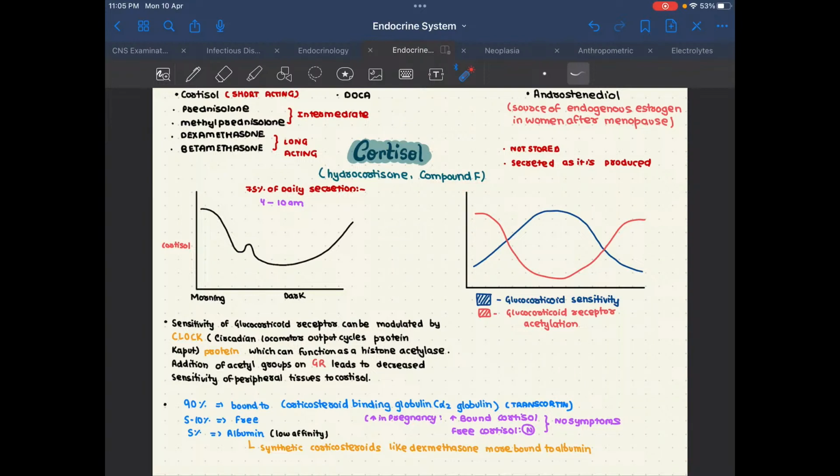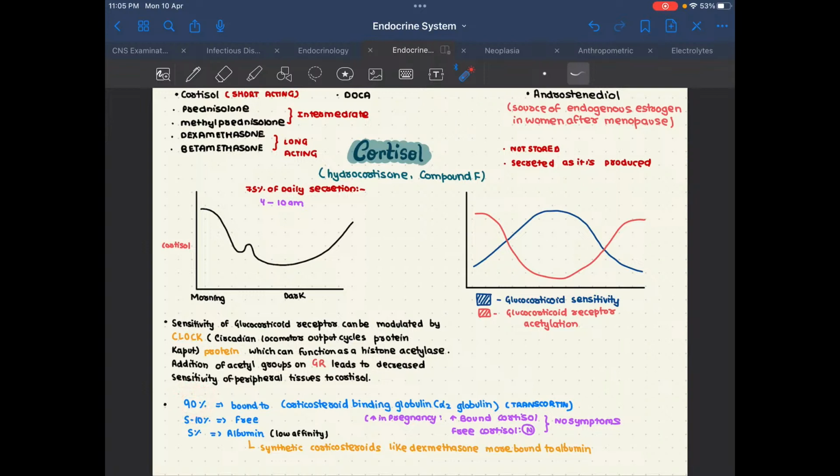So cortisol, just remember there is a diurnal regulation of cortisol. What do I mean by that? Early morning hours में cortisol के levels maximum होते हैं. And whatever daily secretion of cortisol is there, 75% of that occurs between 4 to 10 a.m. in the morning, right? So it has a diurnal variation. Just remember that.